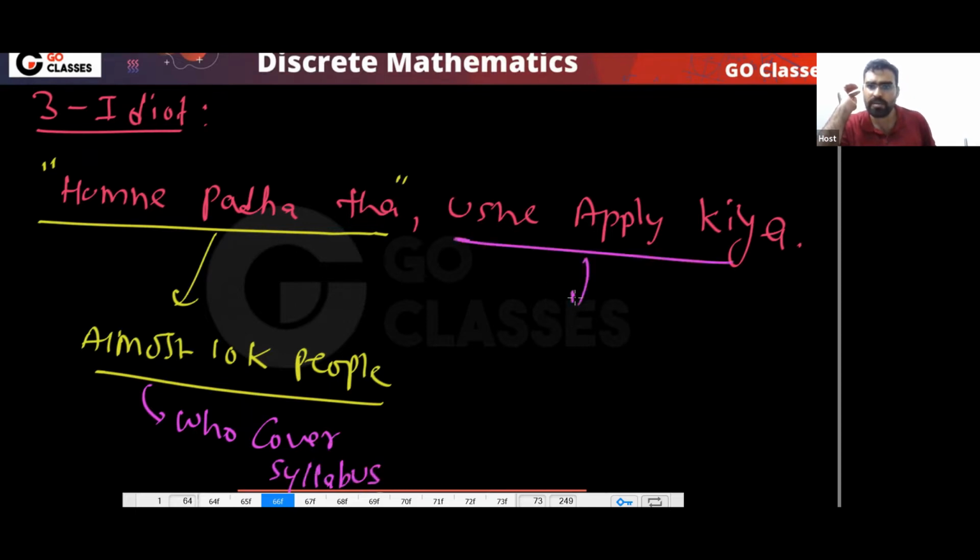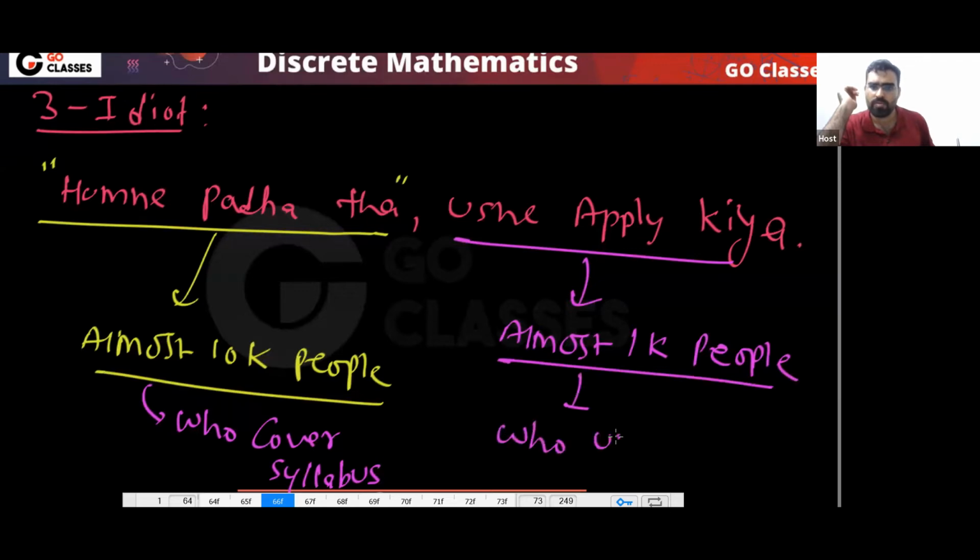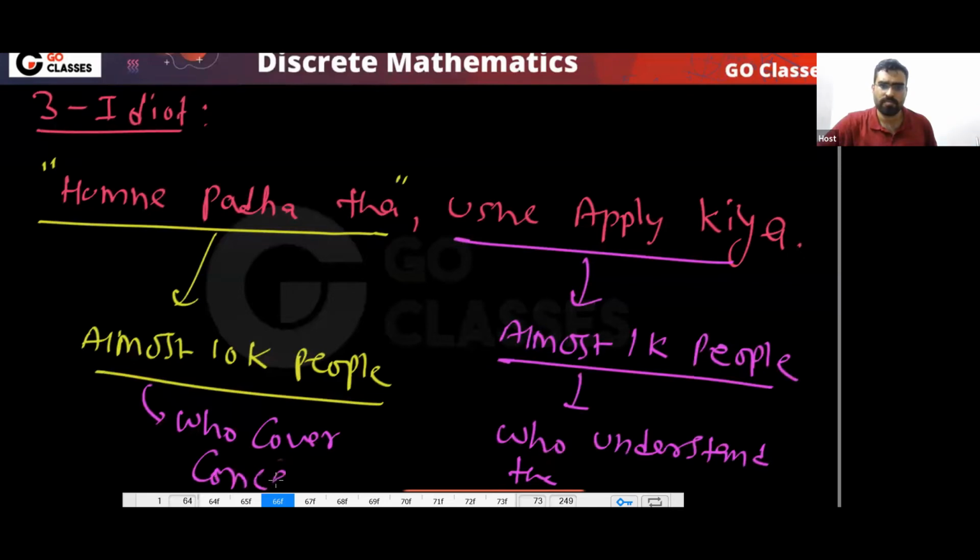And there are almost 1,000 people who understand the syllabus, who understand the concepts, I can say. These people cover the concepts, and these people understand the concepts. So this is the difference. This is the difference between toppers and all. Okay. So please be in this category.